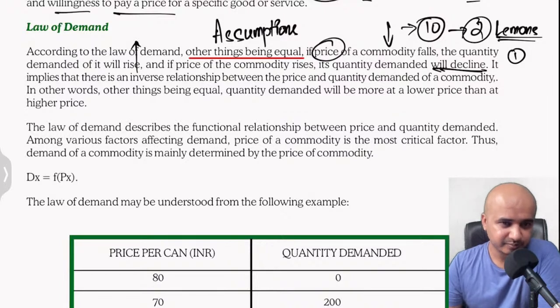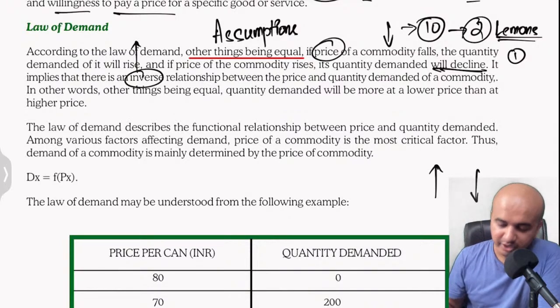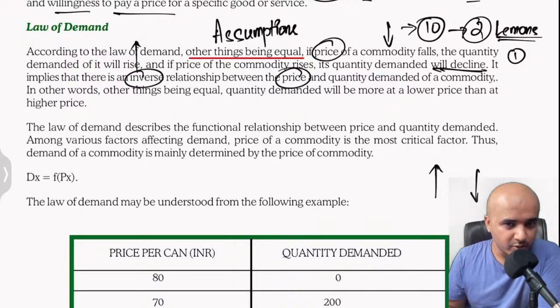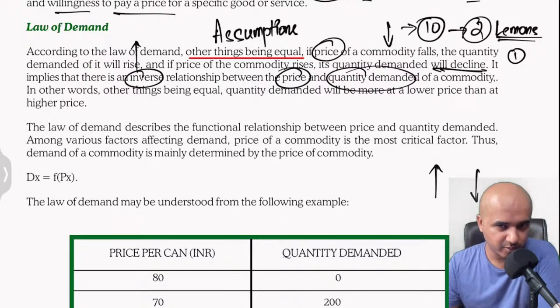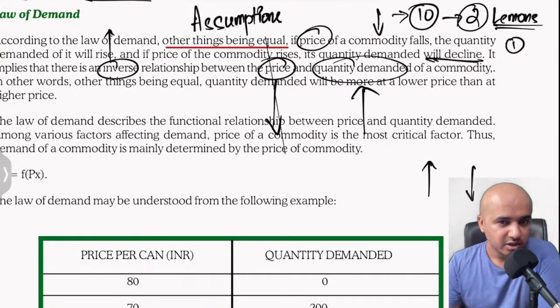It implies that there is an inverse relationship. So if one goes up, the other goes down. That is what they mean by inverse relationship. So inverse relationship exists between what and what? Between the price of a commodity and the quantity demanded of a commodity. If the price goes up, the quantity demanded will come down. Likewise, if the price goes down, then the quantity demanded will go up. That is the inverse relationship we see in the case of the law of demand.